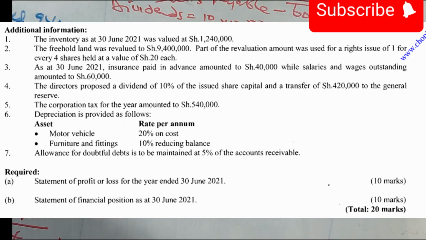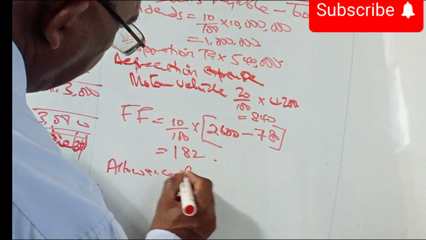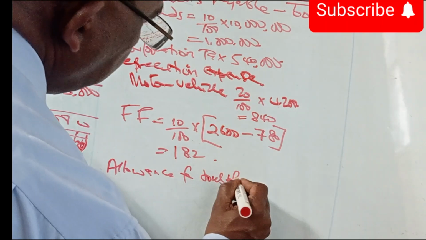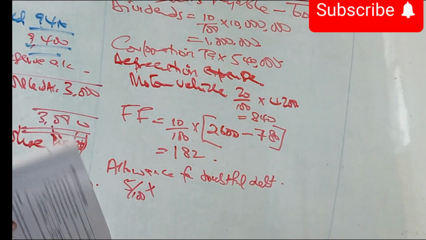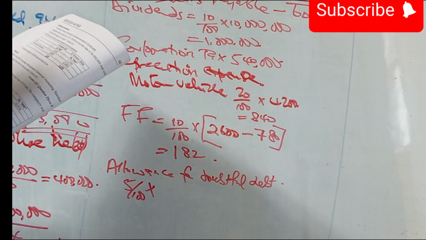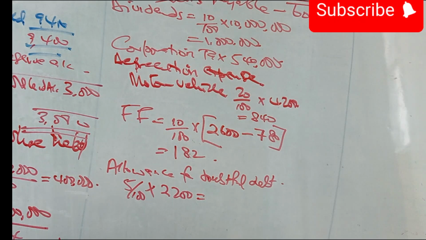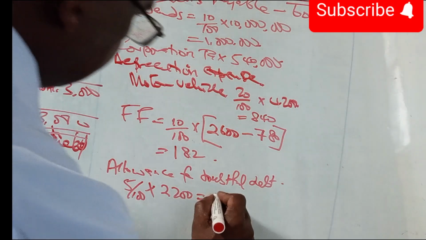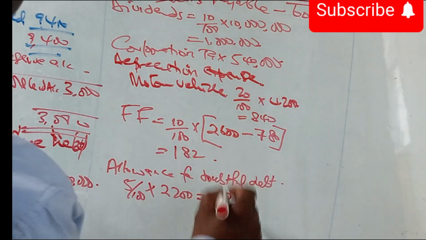Number 7, you are told allowance for doubtful debt is to be maintained at 5%. So you go to debtors and apply that. Our debtors are 2,200, 5% of 2,200. 0.05 of 2,200, you get a figure of 110. That becomes the closing. You are being told that the closing allowance for doubtful debts will be 110.